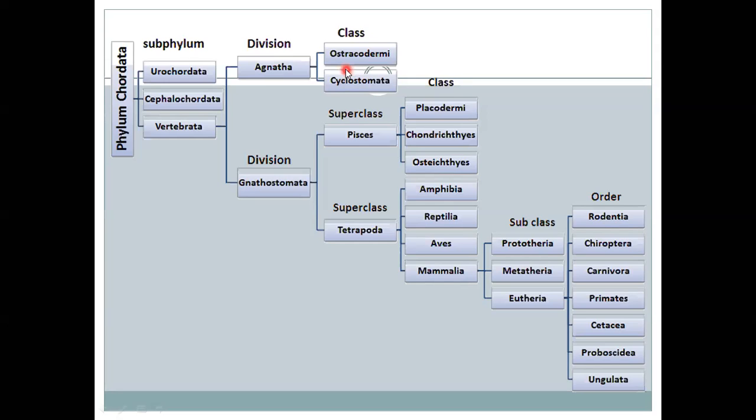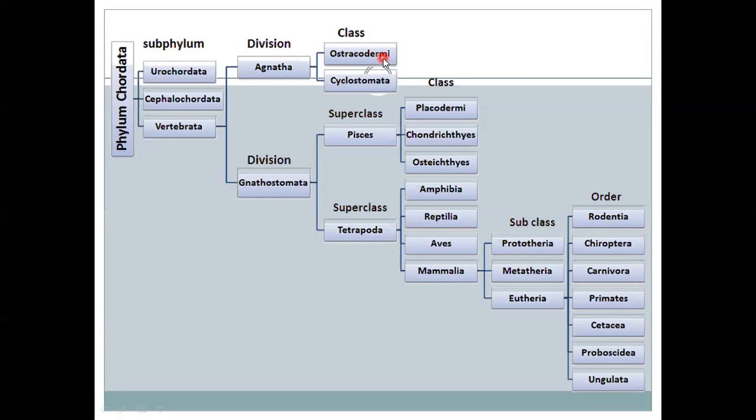But another class of animals also comes under this Agnatha division, that is Ostracodermi. But unfortunately, these Ostracoderms are not living now. So these Ostracoderms are extinct agnathans. So in today's class, we are going to discuss in detail how these Ostracoderms originated and what are the salient features or characteristics of these Ostracoderms.